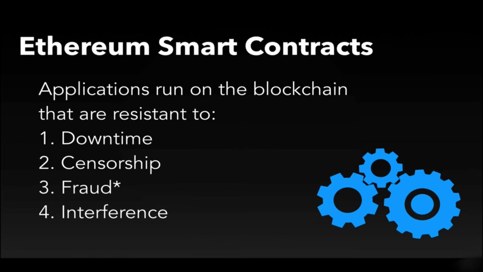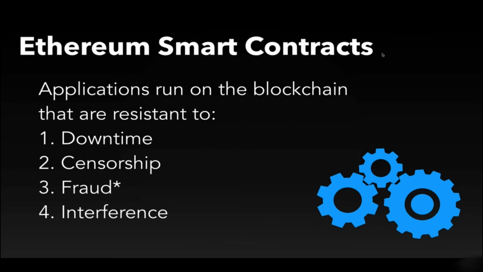But there are things that Ethereum smart contracts are good at. They're resistant to downtime. They're resistant to censorship. Just like anything where you have a centralized authority, if you have one server and it goes down, your application would go down with it. If you have one server and the group in charge of it wants to censor something, they can do it.